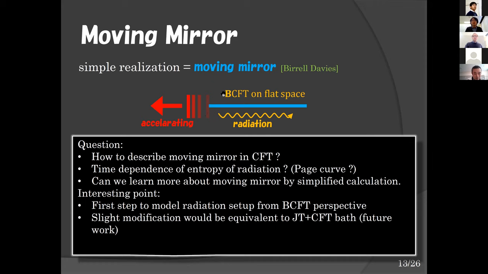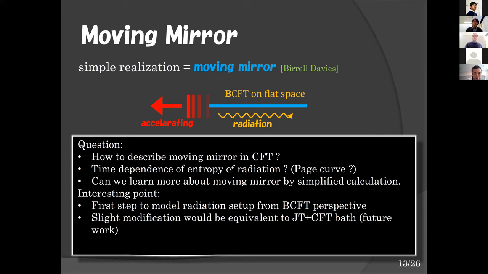How to describe this moving mirror in conformal field theory? And if we can accomplish it, another question arises, in that how does the entanglement entropy behave in the setup? In particular, can we find the Page curve from the explicit CFT calculation? And if we can do it, then this is the question: can we learn more about the moving mirror by this simplified BCFT calculation?